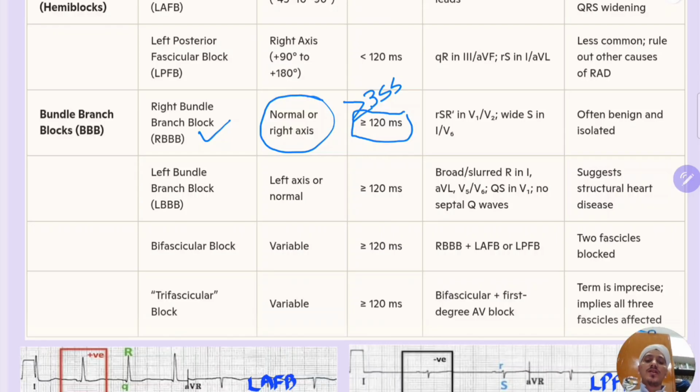Now, in bundle branch blocks, the concept you remember is, V1 and V2 are seeing the right ventricle.